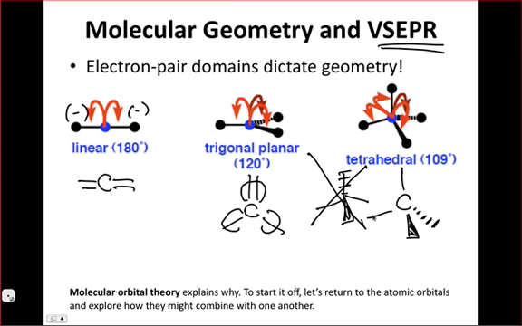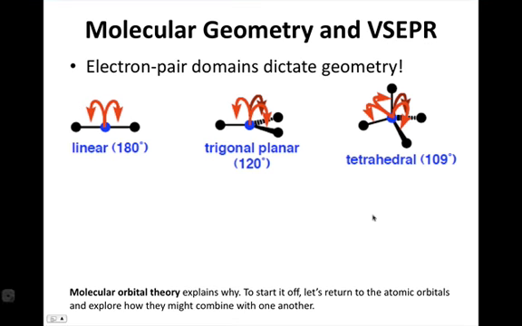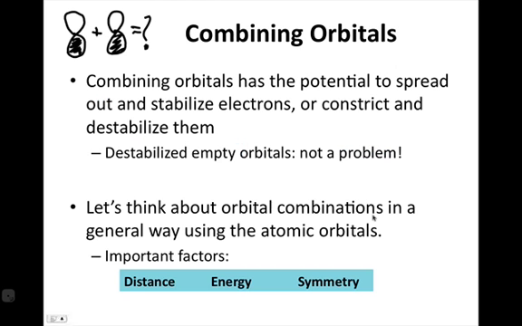The origin of these geometries has to do with a deeper theory than just the Lewis dot model. So Lewis dot model doesn't really tell us a lot about where electrons exactly are located in space and why, but molecular orbital theory does. So I'm going to transition now to talking about orbitals and why they're important and how we combine them to form molecular orbitals, which really key us into the geometry of molecules.